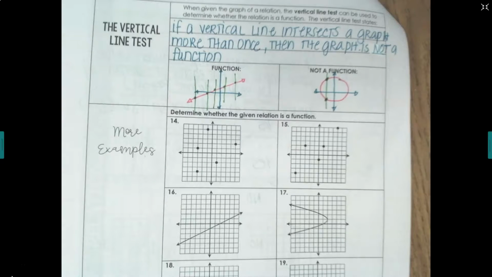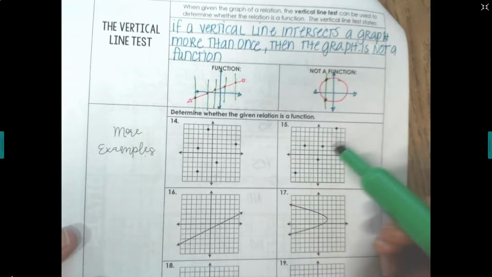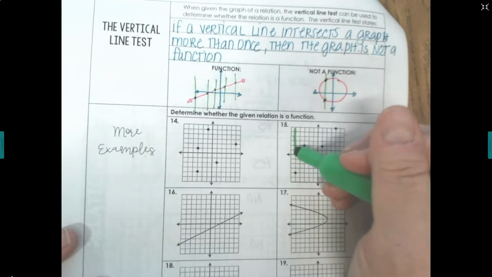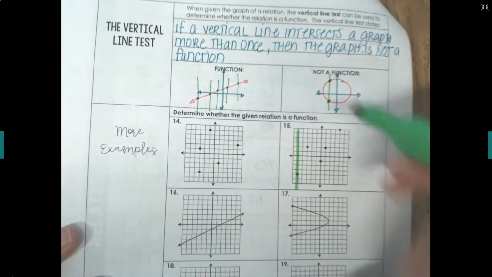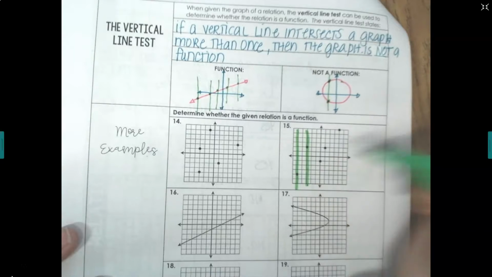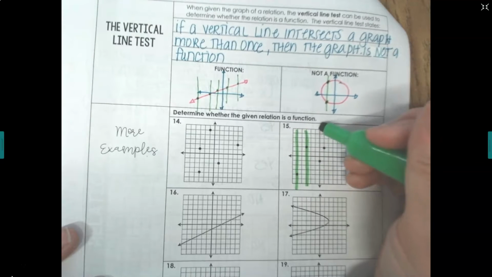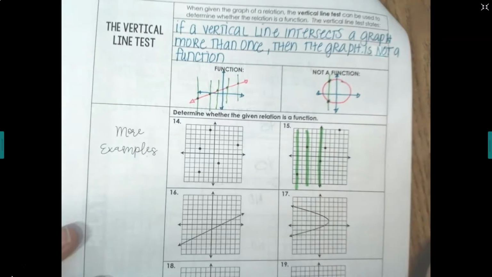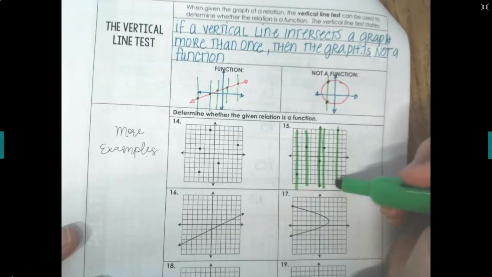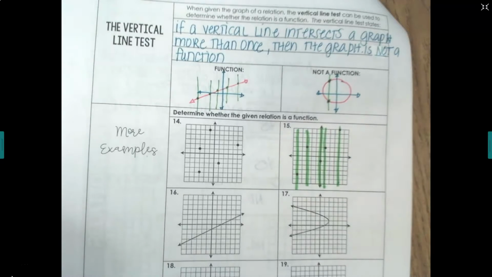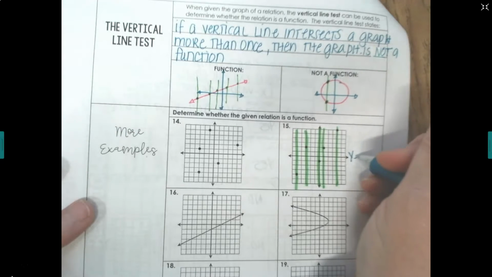So let's look at our first graph on number 15 is the one I want to do. When they're discrete points like this, I'm just going to look at the line they're on and see if I go through more than one discrete point at a time. I only go through one discrete point there. If I draw another one, that's only one discrete point that I went through. I only went through one discrete point here, and here, and here. None of those had points lined up over each other, so this is a function.